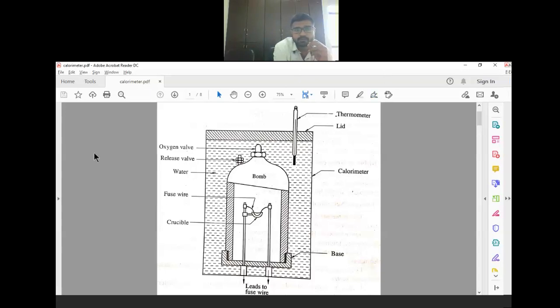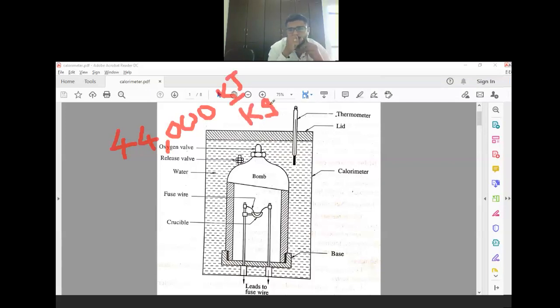Now suppose the calorific value of coal is 44,000 kilojoule per kg. So it means that by combustion of 1 kg of coal you can generate this much heat, or this much energy. So this is basically known as calorific value.